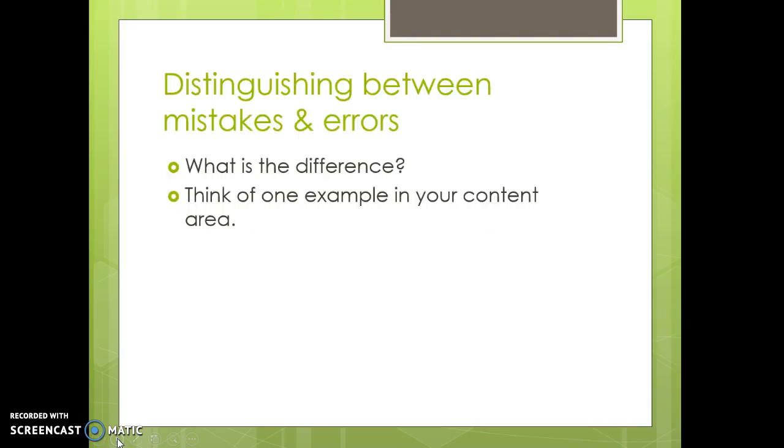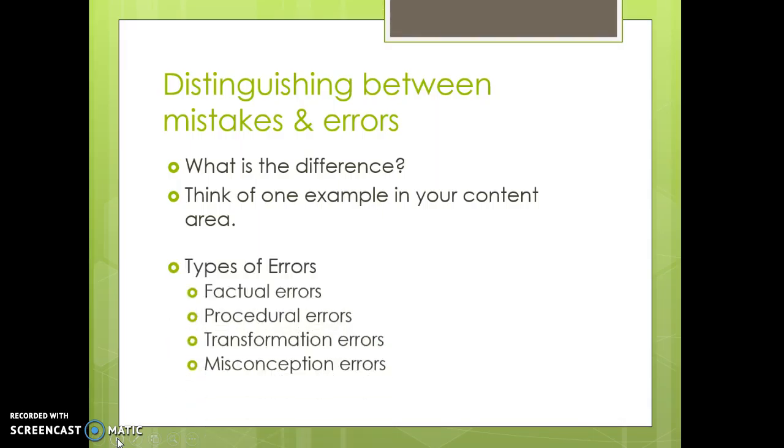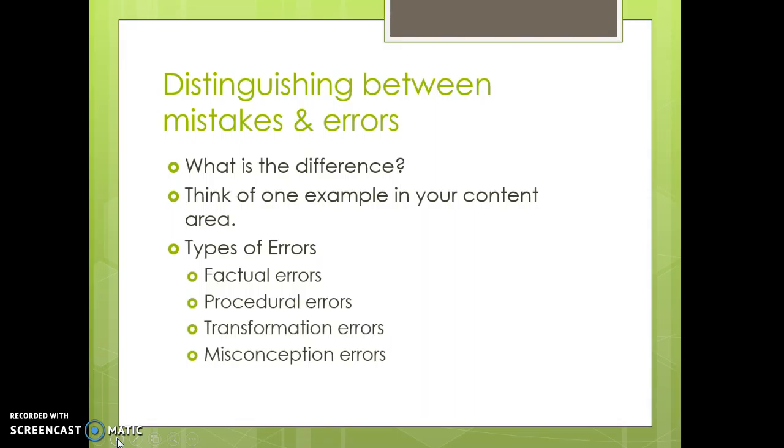What we need to do in our own disciplines is think about the differences between a mistake and an error. So just take a minute and think about that in your own discipline. Try to think of one example in your content area. When is something just a mistake, and when is something fundamentally an error that inhibits somebody from continuing on? So what we want to do when we're thinking about providing feedback is to focus on the errors and not so much on the mistakes.